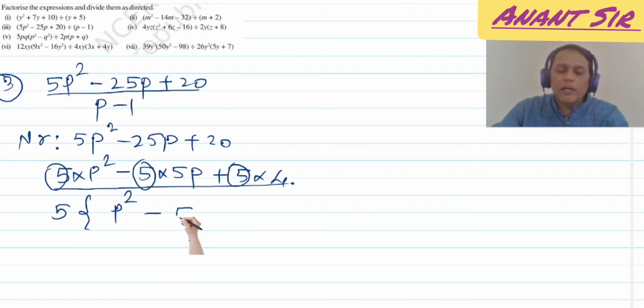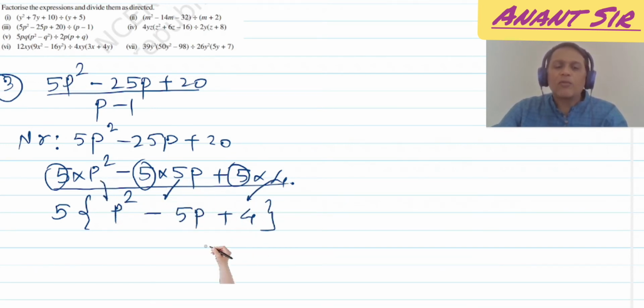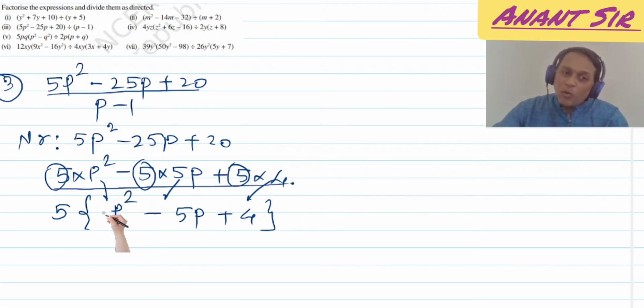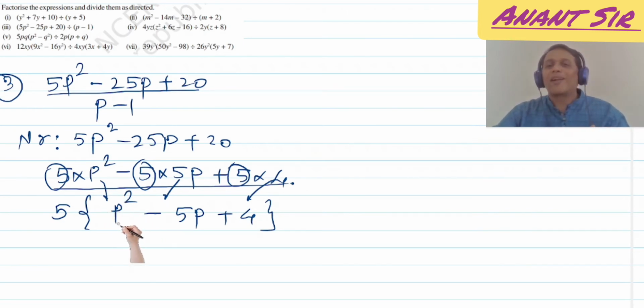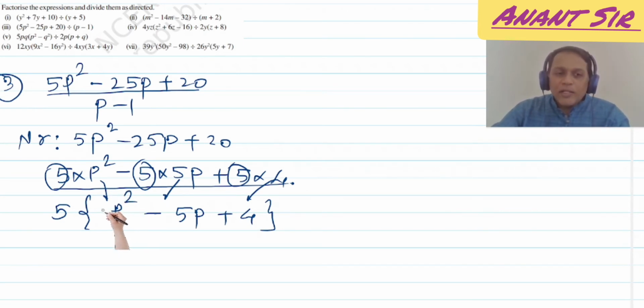P square minus 5p plus 4. See, it is p square here minus 5p plus 4. So now I am going to solve this quadratic polynomial. What is the first term in the bracket with p square? What is the coefficient? It was nothing. That means it is 1.